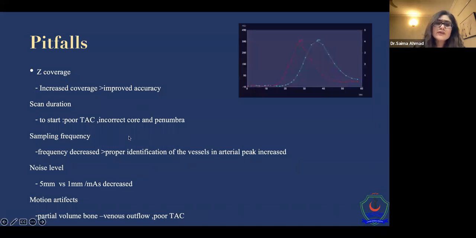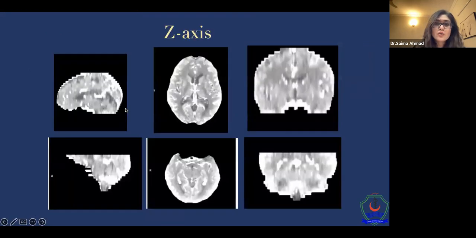And then, of course, the noise is important. We have to take 3 to 5 mm of the image slices, but not the 1 mm because they will be very noisy. And again, the motion artifacts are also very important. So this is the example about the coverage.